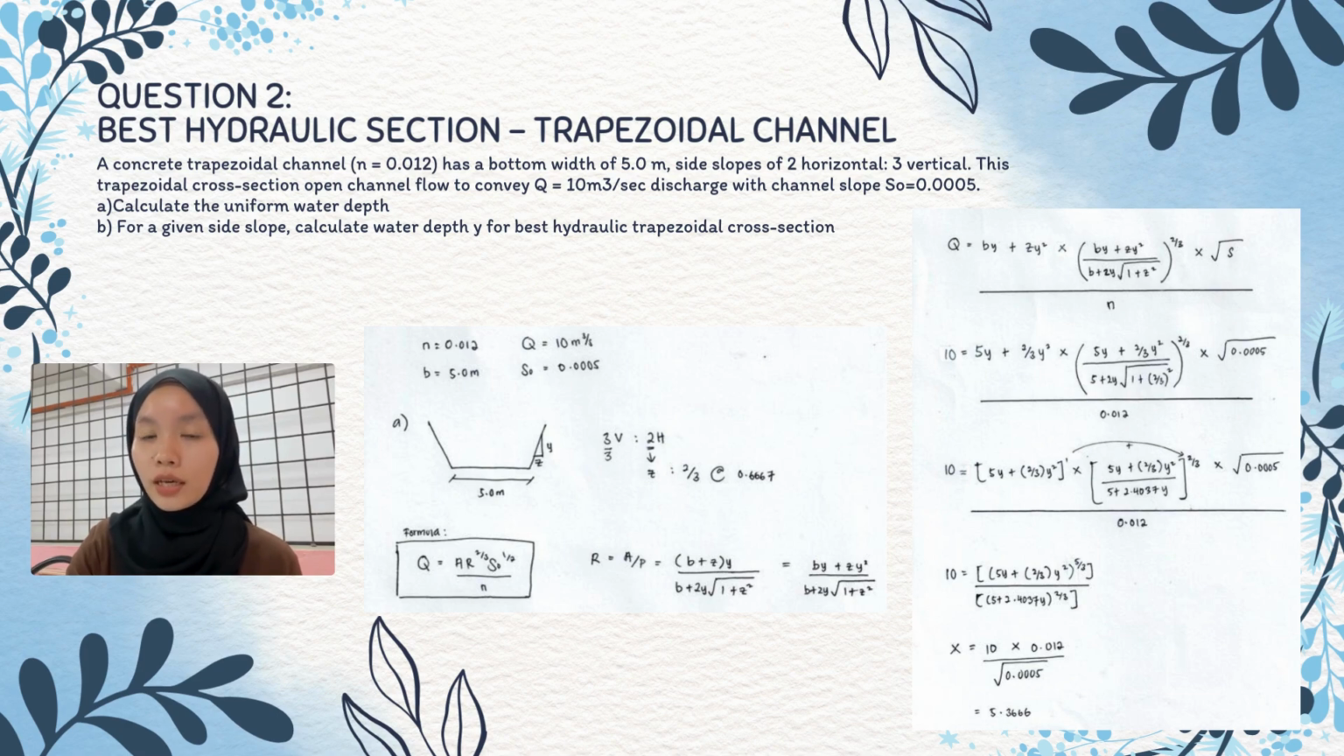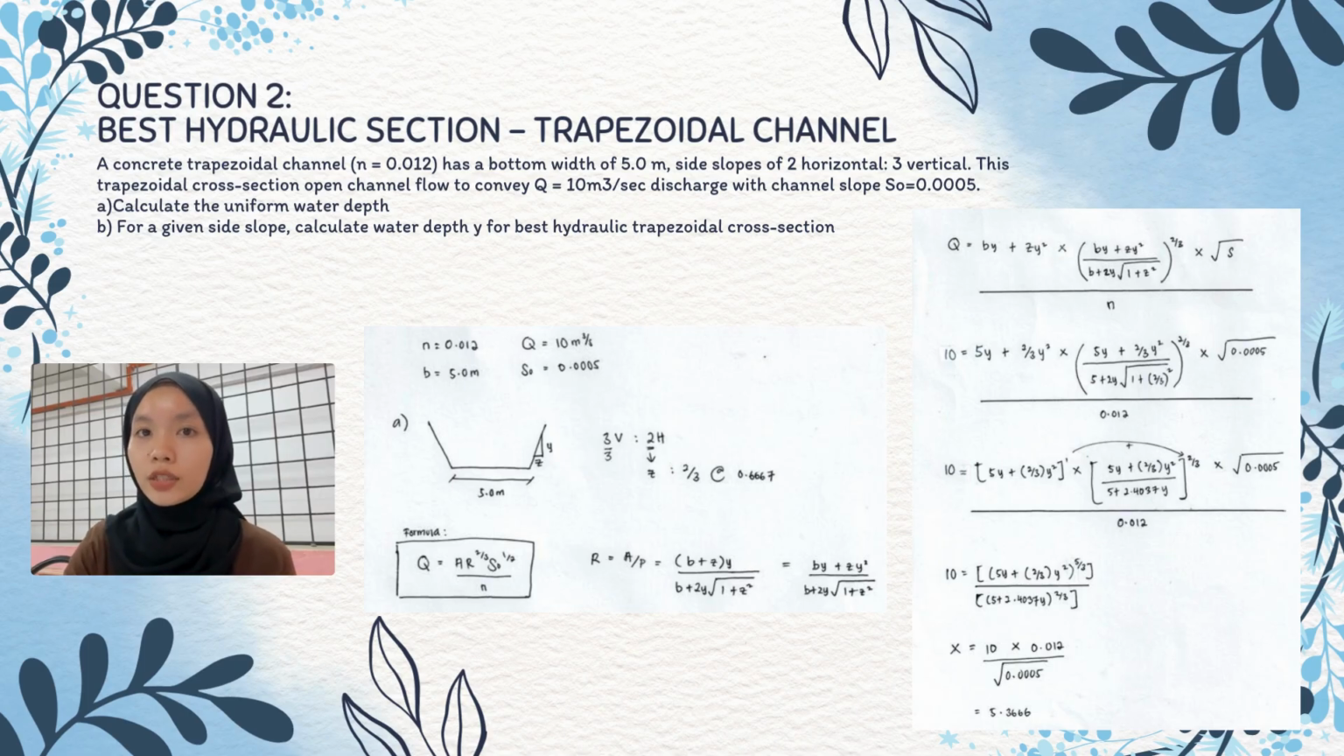Our goal is to find the depth Y that results in a flow of 10 cubic meters per second using the Manning equation for open channel flow. So the formula given, Q equals 1 over n times area times R power 2 over 3 times slope power 1 over 2. To use this formula, we need to find the flow area, which is area equals, in bracket, B plus Z times Y, the wetted perimeter P that equals B plus 2Y square root 1 plus Z square, and then the hydraulic radius, which equals area over wetted perimeter.